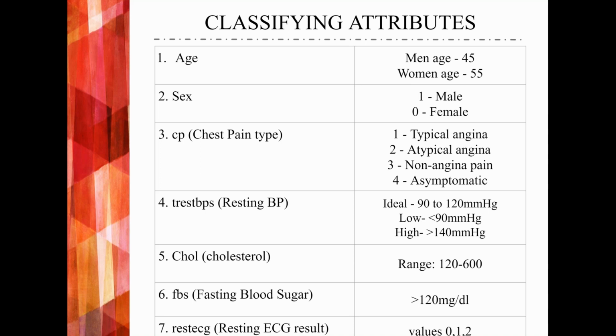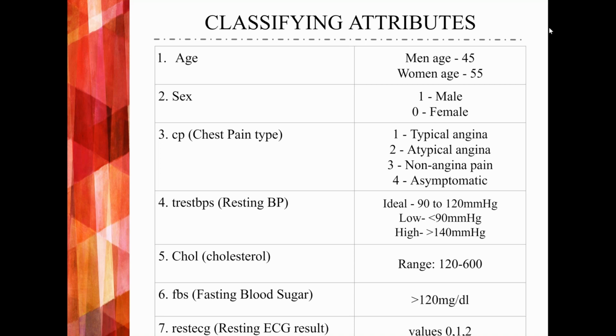So here in our model, we have considered 0 to be female and 1 to be male. Next is the chest pain type. There are various types of chest pain. The chest pain is also commonly known as angina. 1, 2, 3, 4 represent typical angina, atypical angina, non-angina pain, and asymptomatic.